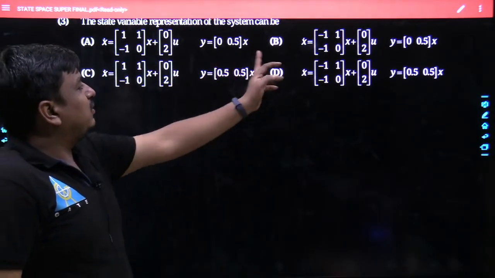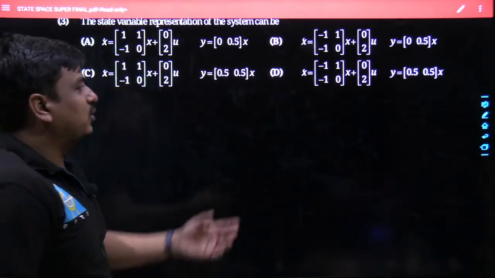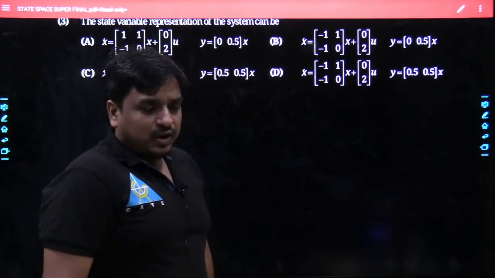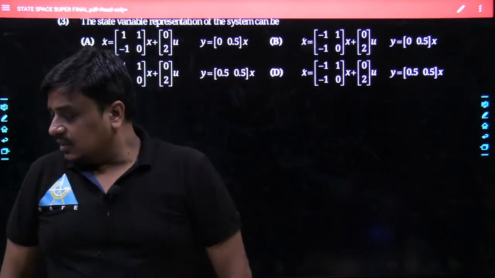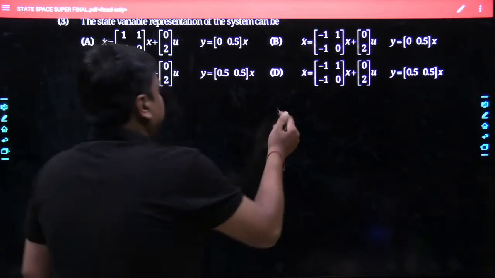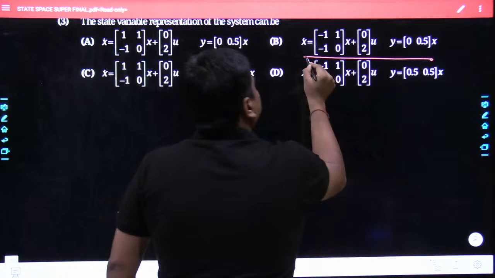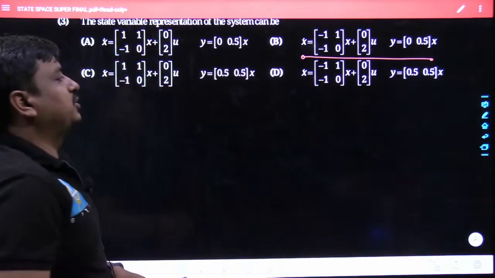The value of A was -1, 1, -1, 0, 0, 2, as well as the value of C was 0, 0.5. I need to write somewhere, then only I can proceed further. So tell me, with the help of option B, I need to get the transfer function of the system.